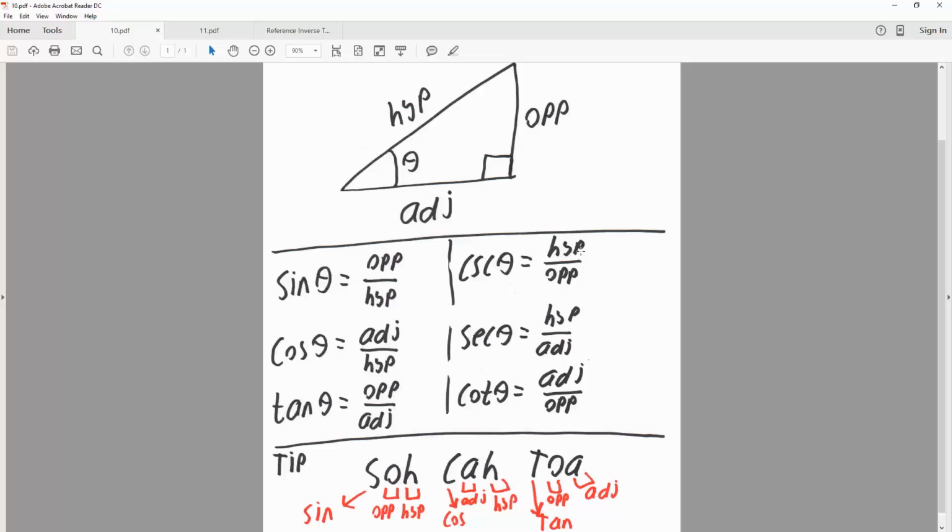And it's important to remember the reciprocal of sine theta is cosecant theta. So it's just the opposite. So instead of opposite over hypotenuse, it's going to be hypotenuse over opposite. Secant theta is the reciprocal of cosine theta. So instead of adjacent over hypotenuse, it's hypotenuse over adjacent. And cotangent theta is the reciprocal of tan theta. So instead of opposite over adjacent, it's adjacent over opposite. So this right here is very important to memorize. And that's about it.